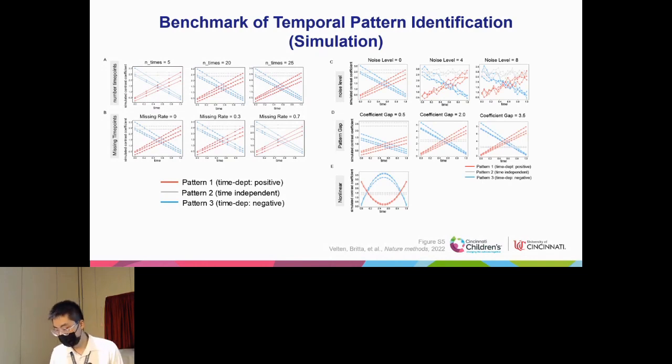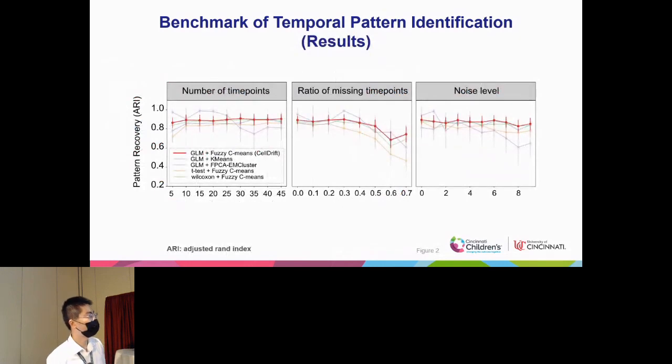And in addition, we also simulated more complicated nonlinear temporal patterns to mimic more complicated real temporal perturbation effect. And we benchmark our strategy of CellDrift, which is the combination of generalized linear model output with an FDA clustering method called fuzzy C-means. So that's our CellDrift approach. And we also benchmark it with other alternative approaches. And we use the ARI to identify whether we can accurately identify the temporal patterns that we defined as the ground truth in our simulated data.